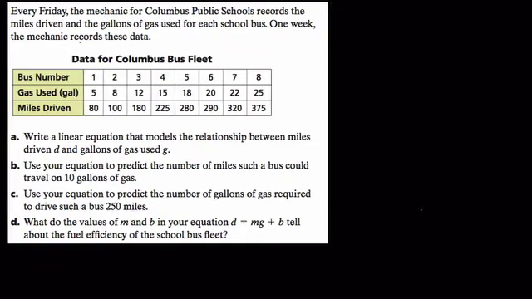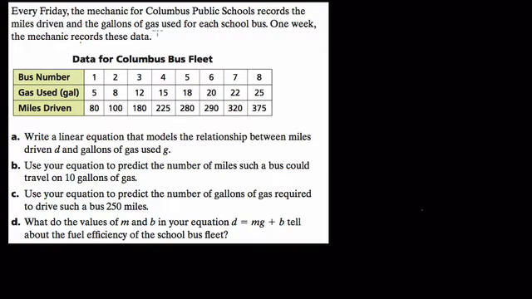Alright, so we're given a problem here and told that there's a mechanic and they're recording miles driven and gallons used for the school bus. So you have this table here and you want to realize what are my variables here for this? Well, they kind of give it away, right? You've got gallons that are being used for each school bus, but the other variable aside from gallons really is miles driven. The connection between how much gas you have and how far you can go. That's what we're looking at here.